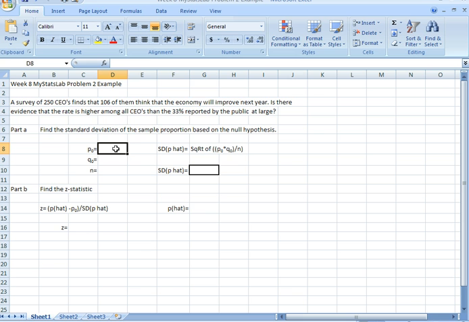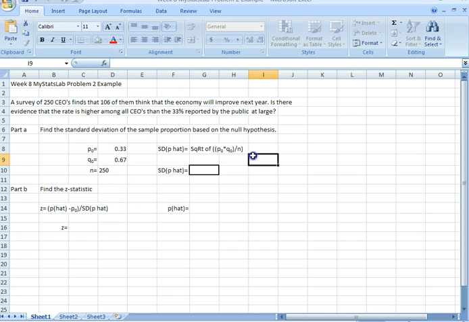So we're going to go up here and find 33%, 0.33. So Q will be equal to 1 minus P0. And then N is our sample size, our survey size here, of 250.